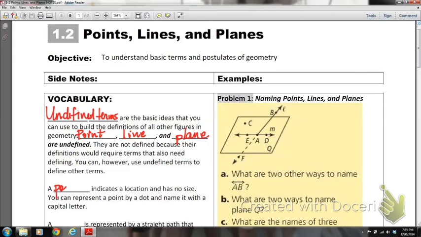So the first one is a point. Point indicates a location and has no size. You can represent a point by a dot and name it with a capital letter. So here we would call this point A.